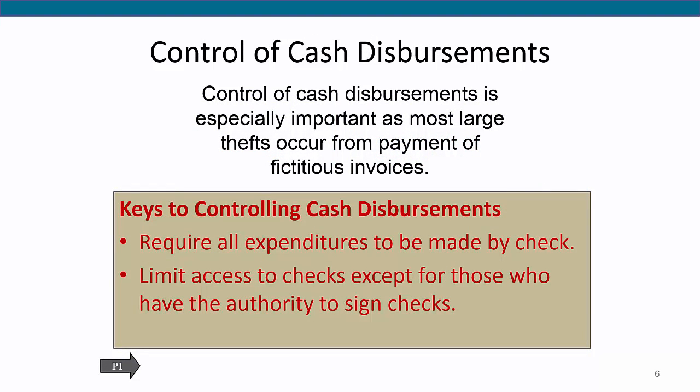Control of cash disbursements is especially important as most large theft occurs from payment of fictitious invoices. One key to controlling cash disbursements is to require that all expenditures be made by check. The only exception is small payments made from petty cash. Another key is to restrict access to checks to the person who has the authority to sign the checks. Now, as was the case for cash receipts, please read more about cash disbursement controls in your textbook.